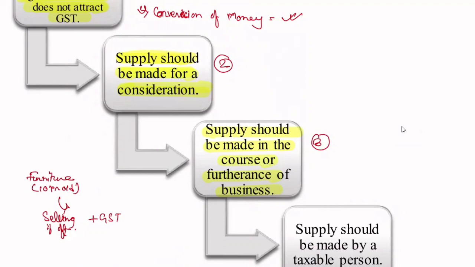Now, if I say I have a furniture business and I am selling furniture that is not 10 years old, I have just manufactured it and now I am selling, will it attract GST? Yes, it will. So 'in the course or furtherance of business' means it should be your business. If you are selling or transferring your personal asset, that doesn't mean GST liability will attract. Clear?